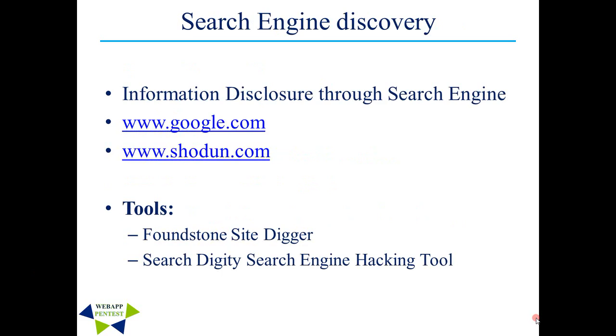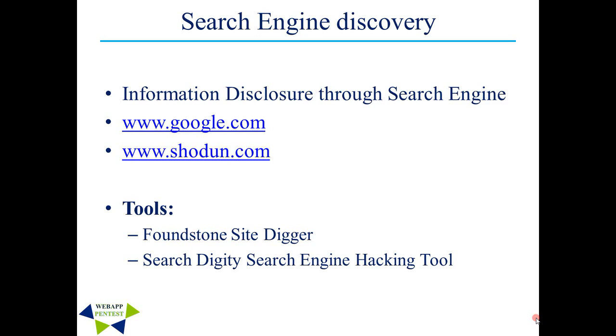The first one in the list is search engine discovery. There is a lot of information disclosure through these search engines. The first one in the list is google.com. Google is one of the most powerful search engines to date. It has an enormous amount of data. Whenever we want to find anything, what do we do? We just Google. I want to buy a new car, I Google. I want to find a new restaurant, I just Google. So why not? If I want particular information about any website, I can Google it.